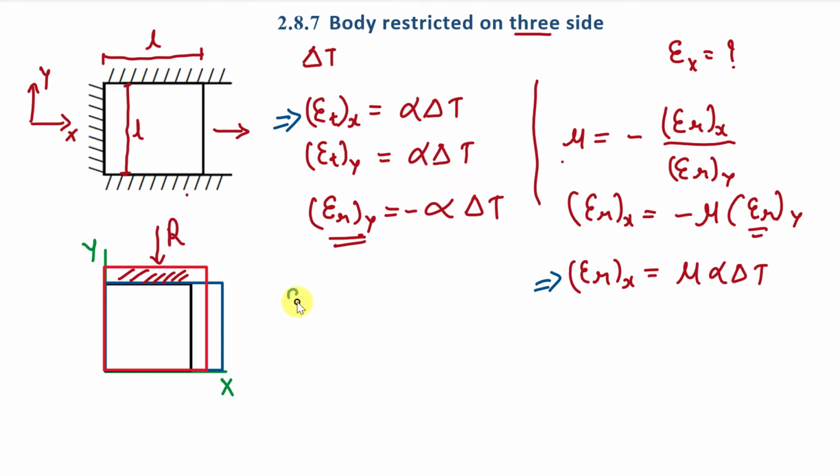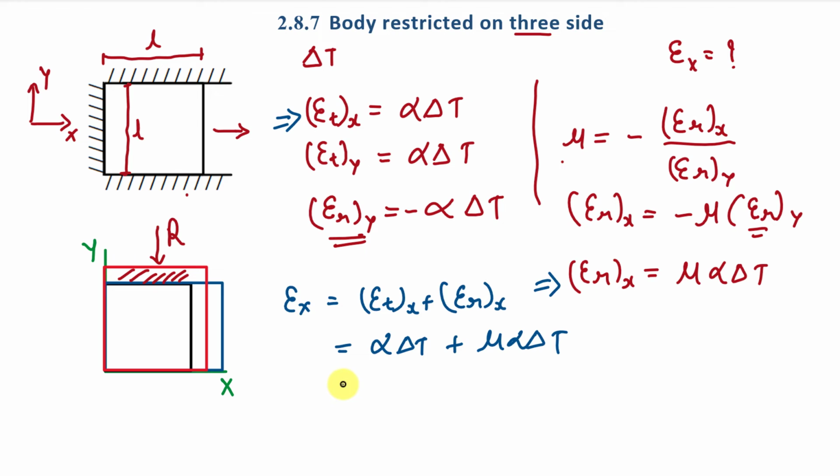So we can write that here this epsilon x will be equal to epsilon t x plus this epsilon r x. Here this epsilon t x is strain in x direction due to increase in temperature delta T, and this epsilon r x is strain in x direction due to this reaction applied in y direction. Fine. So it will be equal to alpha delta T plus mu alpha delta T, and we will take alpha delta T common. So it will be 1 plus mu.